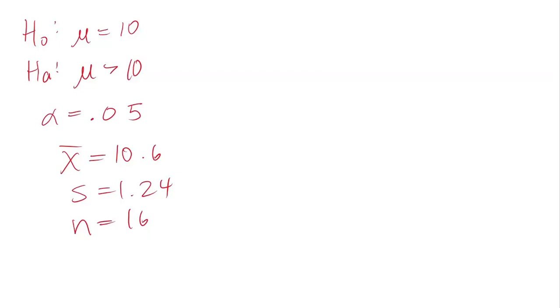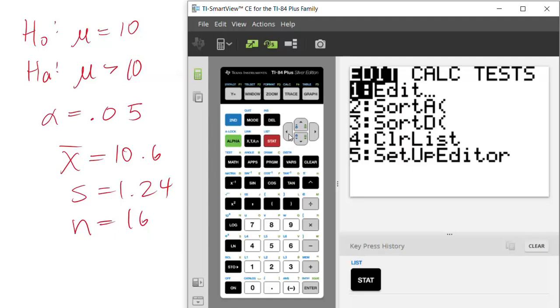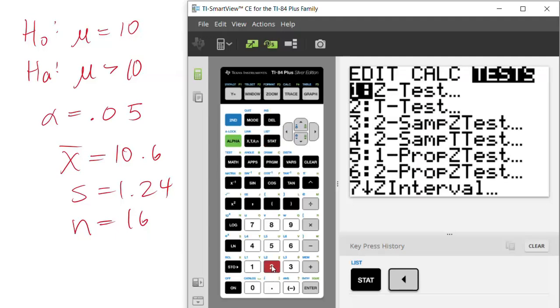But this data might still be statistically significant because the sample standard deviation is also small. There's not a lot of variation in the lengths of these creatures in the sample. And so this data might still be statistically significant. This is why we need the p-value. Unless you've got a lot of experience with this, just looking at the numbers, it's hard to tell if that data is statistically significant. The p-value helps us with that determination. We're going to use t-test because we have a sample standard deviation. Stat, scroll to tests, choice 2.